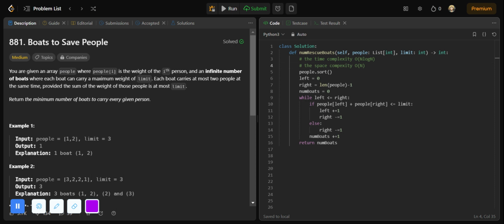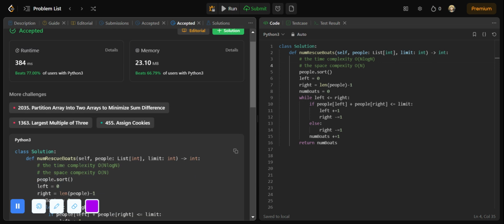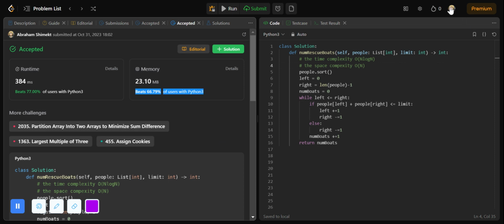So thank you very much. Before moving on, let's submit it and see whether it works or not. As you can see, it passes and beats this much of Python users in time and this much of Python users in space. So thank you very much.